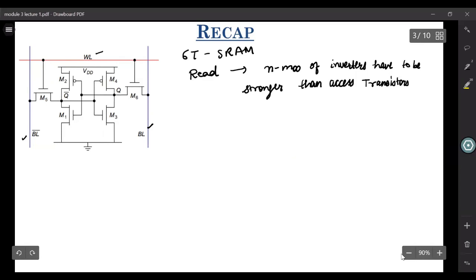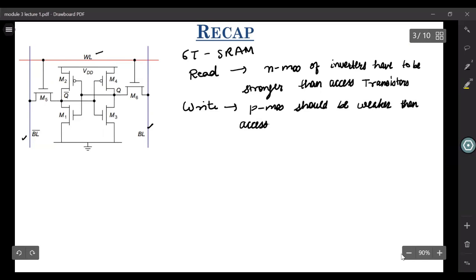Similarly, what we found was, for a successful write operation, we want the PMOS of these inverters to be weaker than the access transistors.